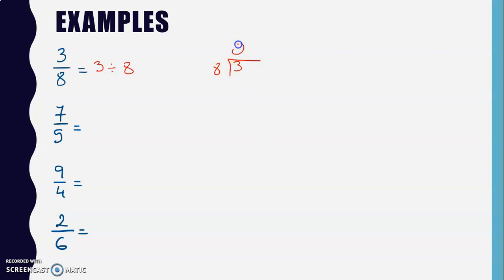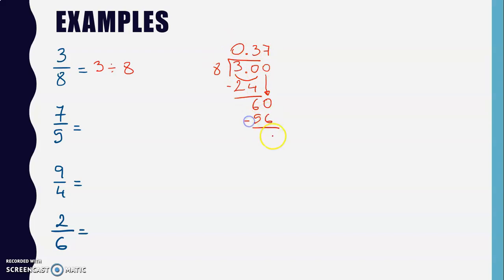8 goes into 3 0 times, okay, because 3 is smaller. We now make use of that decimal point and the 0 after the decimal point. So 30 divided into 8 is 3. 3 times 8 is 24. Now 30 minus 24 is 6. Okay, we have a remainder of 6, so we will have to make use of another 0, which we have to bring down. 8 goes into 60 now 7 times, so 7 times 8 is 56.